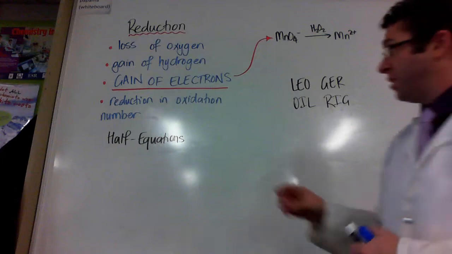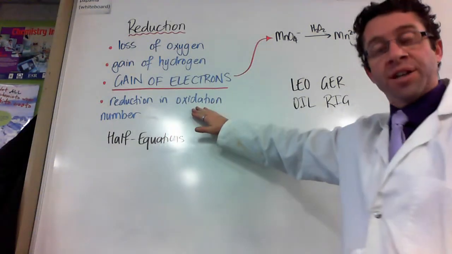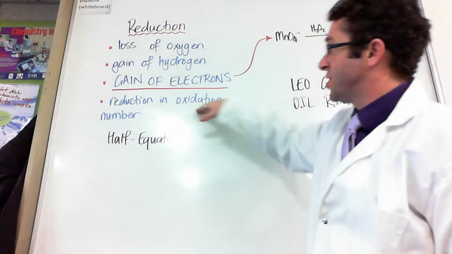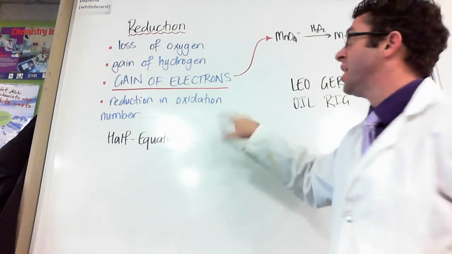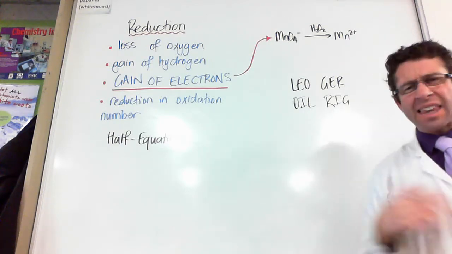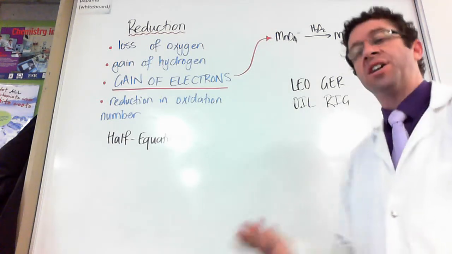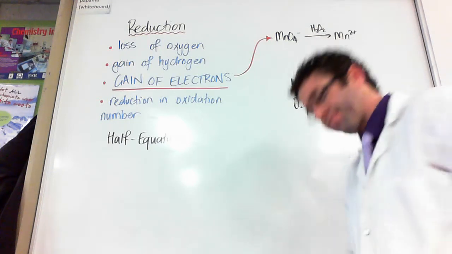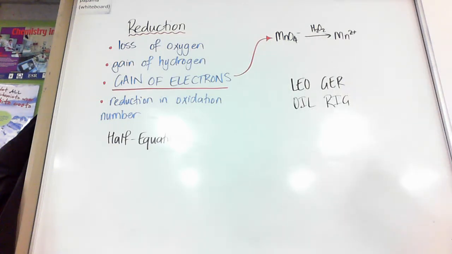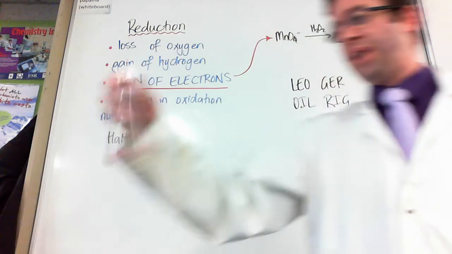The other way to remember it, when we do oxidation numbers and we can assign those, is that if you see the oxidation number decrease or reduce, you know you've got reduction. Hence the word, the reduction in oxidation number. Okay, so what just happened in our test tube here?